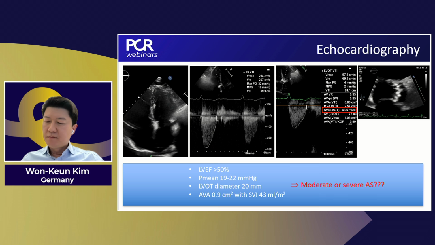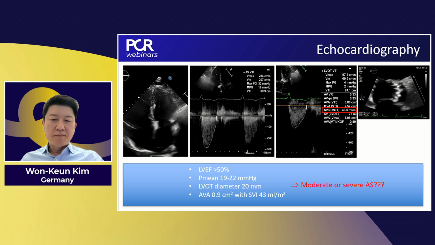We have a mean gradient between 19 and 22 millimeters of mercury. The LVOT diameter, we can discuss that, was measured at 20 millimeters, and this resulted in a calculated aortic valve area of 0.9 square centimeters. The problem that we have here, and you can see it on the slide on the right-hand side, is that the stroke volume index is 43.